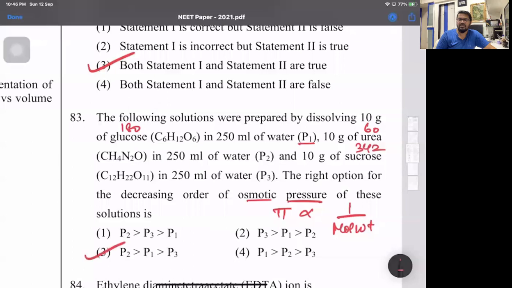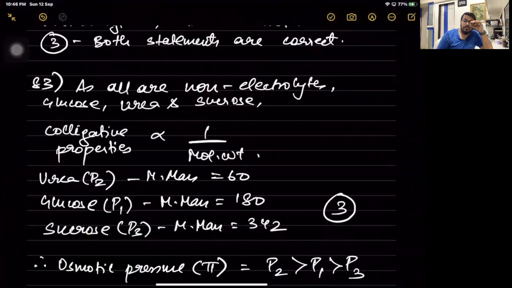So all are non-electrolytes. So colligative properties are inversely proportional to molar mass. That's why the option for 83 will be 3 over there. Okay.